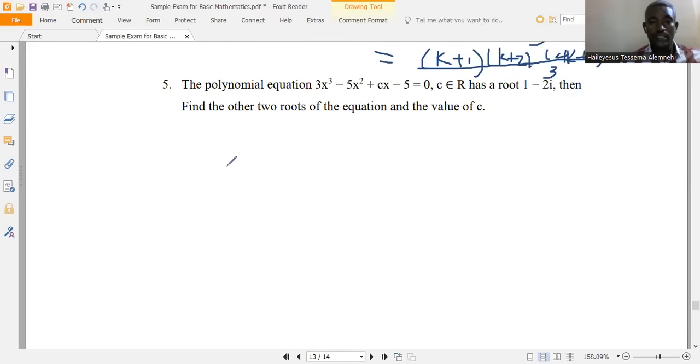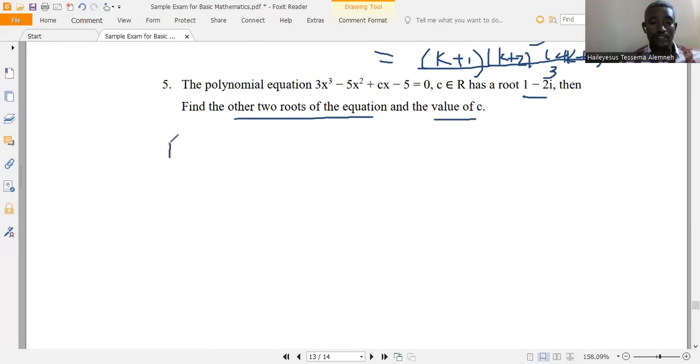The next one is a polynomial equation: 3x cubed minus 5x squared plus cx minus 5 is equal to 0, and c, an element of the real numbers, has a root 1 minus 2i. Then find the other two roots of the equation and the value of c.